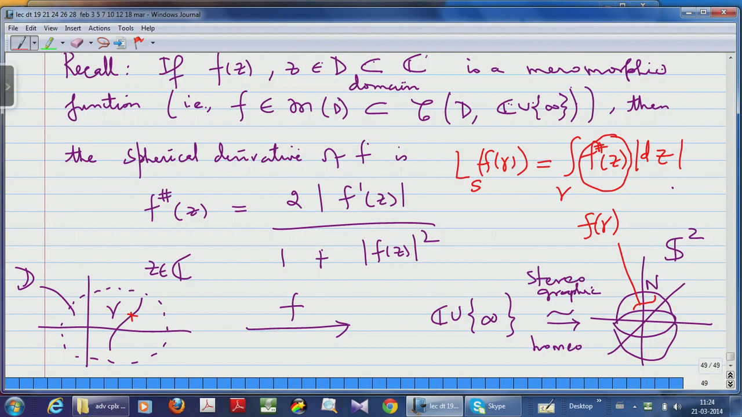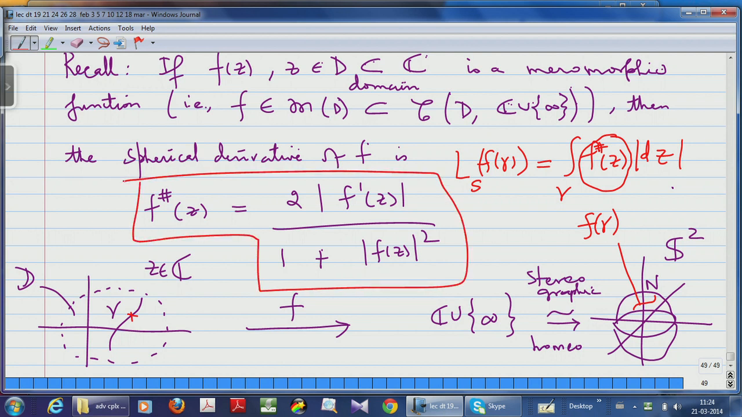The spherical derivative, which I just indicated towards the end of the last lecture, I want to elaborate on. I want to draw your attention to this formula, which is a formula for the spherical derivative. There's something a little troublesome about this formula.